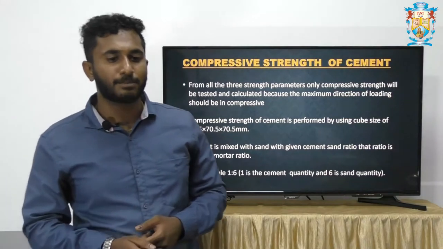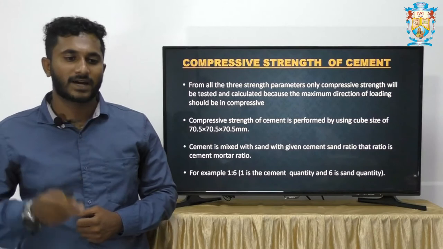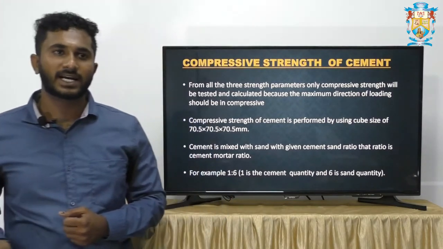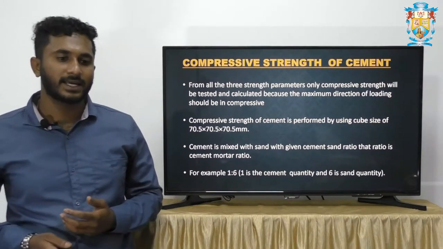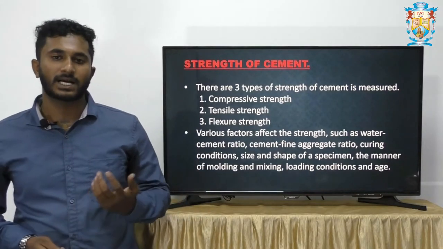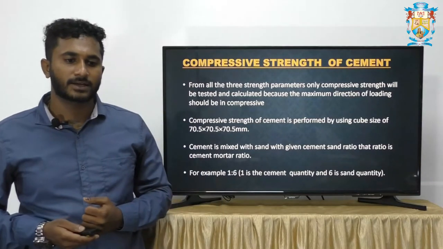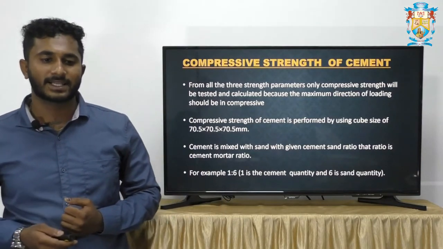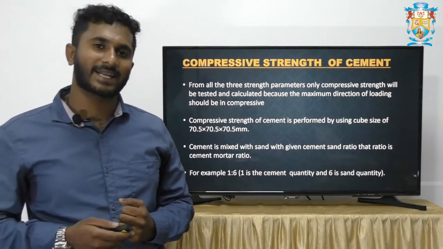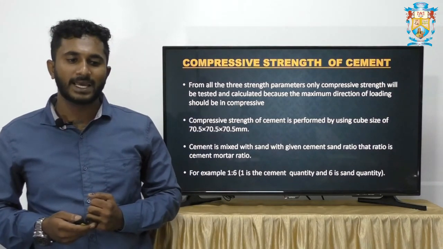Next, the compressive strength of cement. Here we have taken only the compressive strength. For cement concrete, we need to check all three strengths: tensile, flexural and compressive. But for cement, only the compressive strength is tested and calculated, because the maximum direction of loading should be compressive.